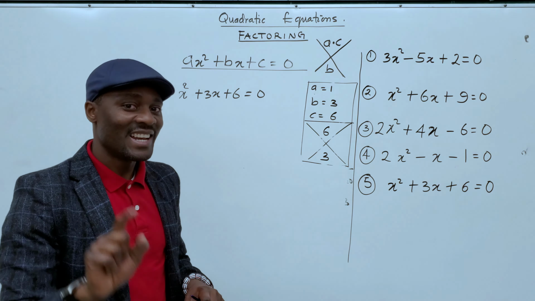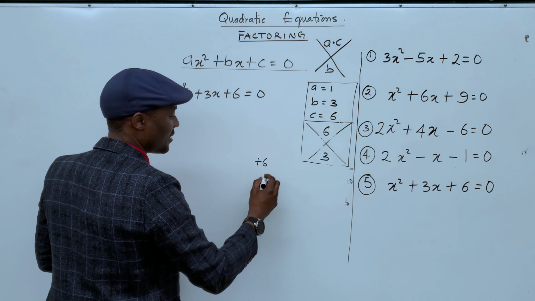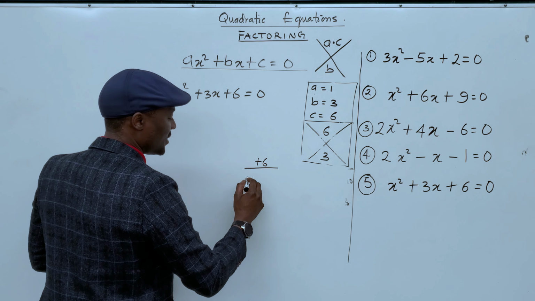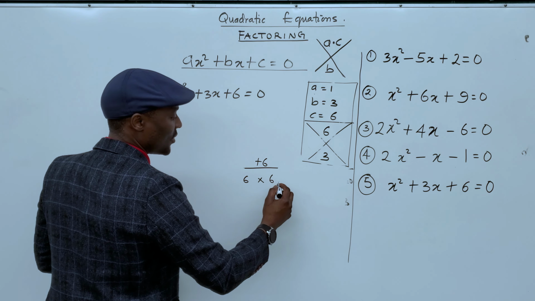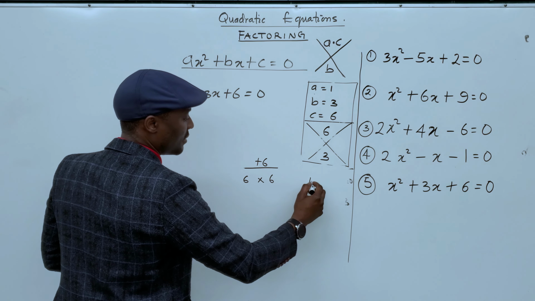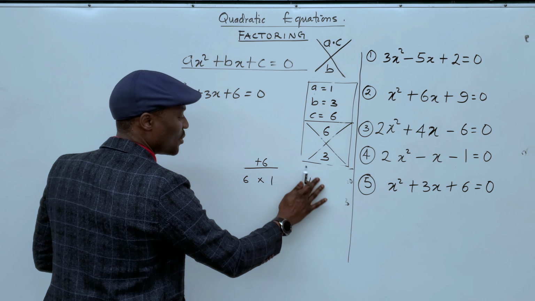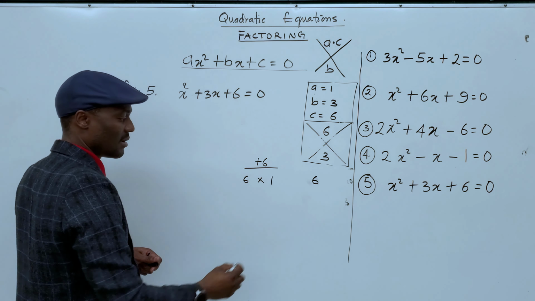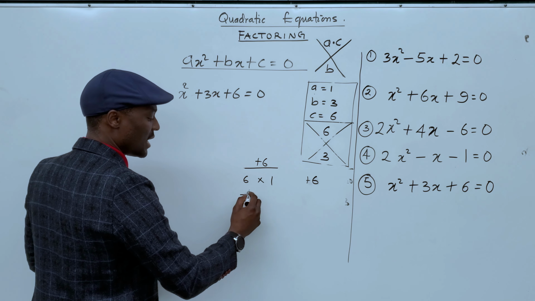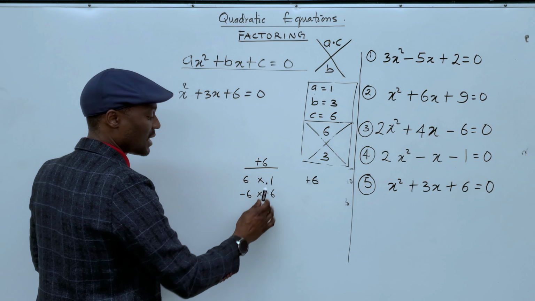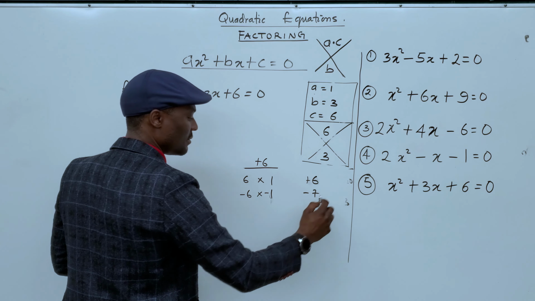No. Let me show you all the options you have to get 6. To get positive 6, you can multiply 6 times 1. When you add them together, you get 7. That doesn't look like this. What about -6 times -1? You'll end up with -7.